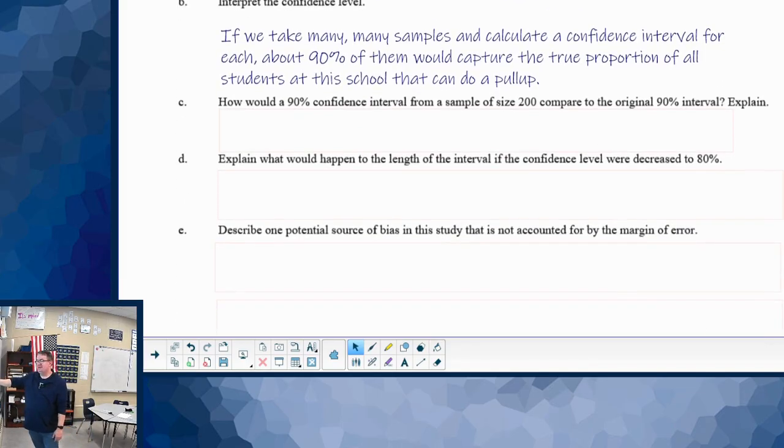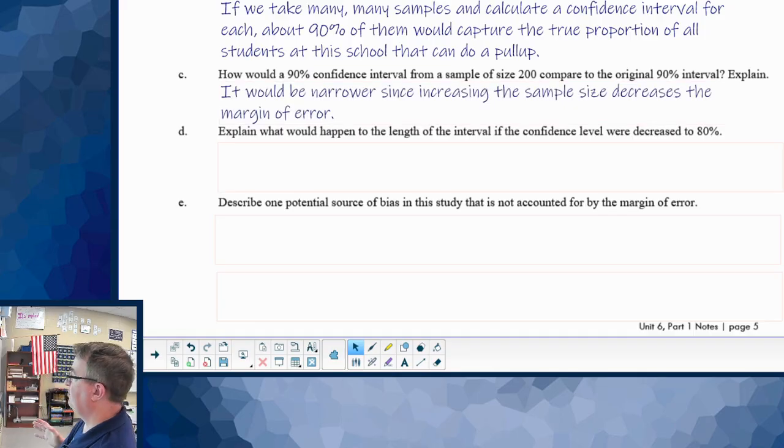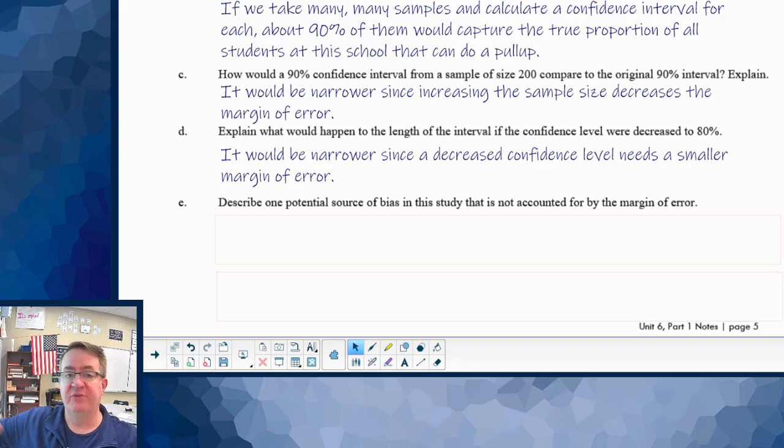Now, how would it differ if instead of a sample size of 30 we did a sample size of 200? We know that the larger the sample, the smaller the standard deviation, which brings it in, which is why I said it would be narrower, since increasing the sample size decreases the margin of error. Likewise, if we decrease the confidence level to 80%, so if we did this many times we'd only capture the proportion 80% of the time, you would say it would be narrower, because since we're reducing the confidence, we need a smaller net. The decreased confidence level needs a smaller margin of error.